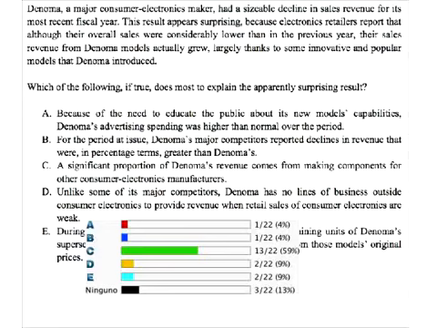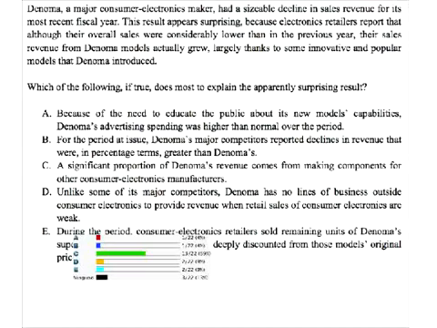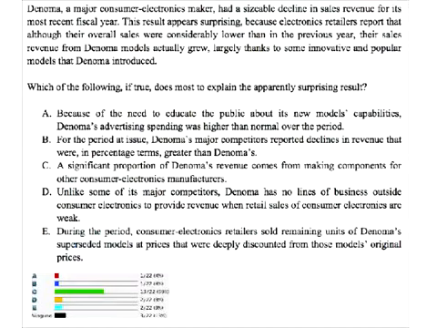So this one, the solid majority answer here is the right one. But let's review anyway for the benefit of everyone and also for future people watching. So Denoma had a sizable decline in sales revenue. So this is overall sales revenue. The result appears surprising because electronics retailers report that although their overall sales were considerably lower than in the previous year, their sales revenue from Denoma models actually grew.